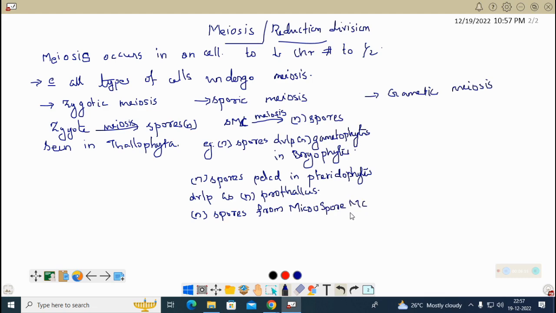I'm just writing mother cell for that. Microspore MC, mother cell. Haploid spores from microspore mother cell will form the microspores, which develop as pollen grain.